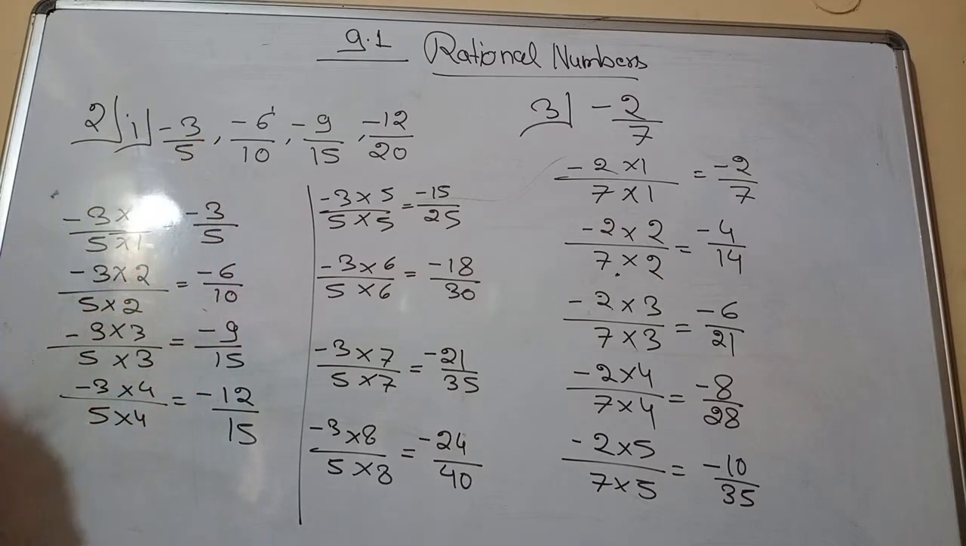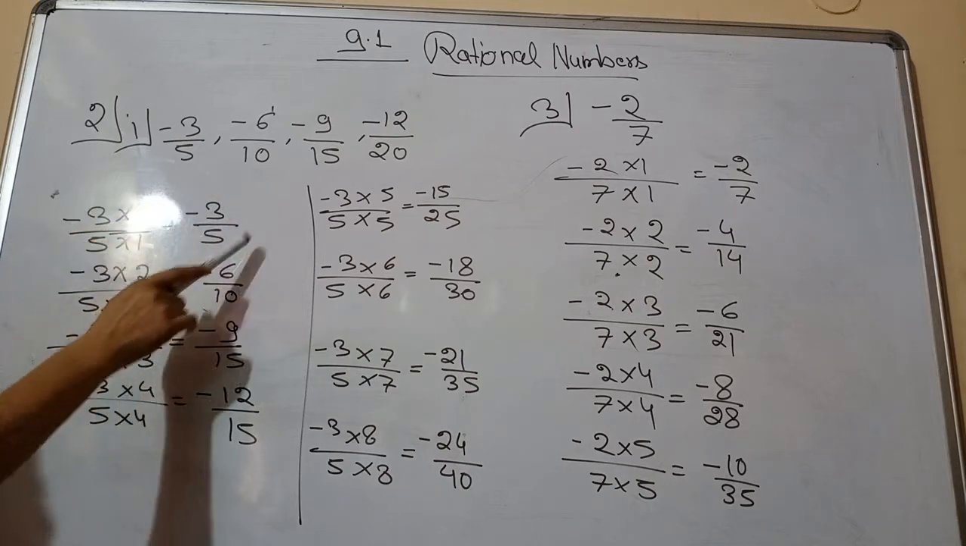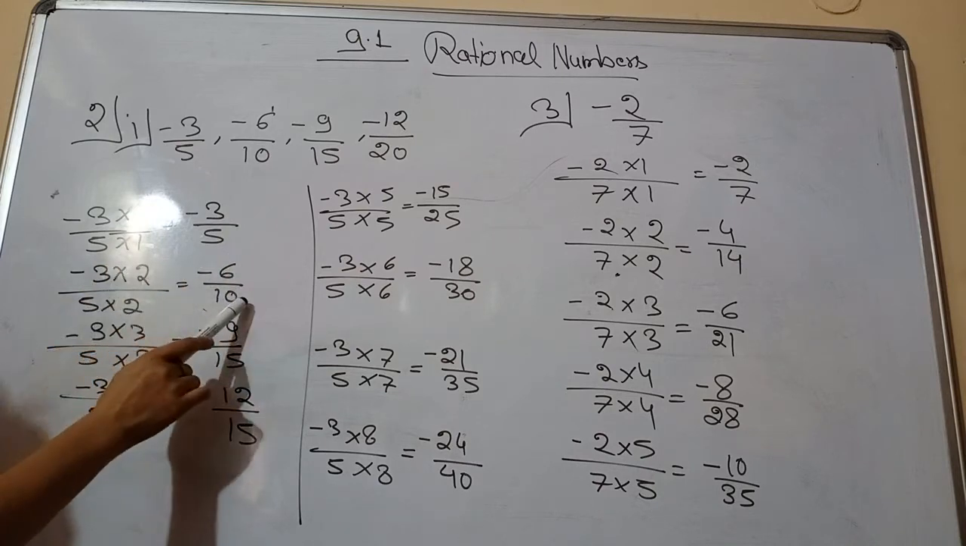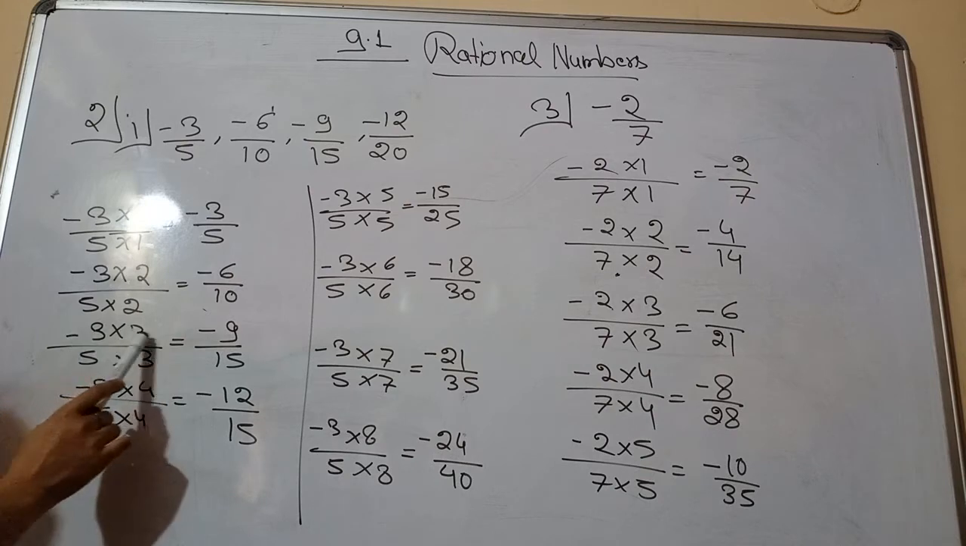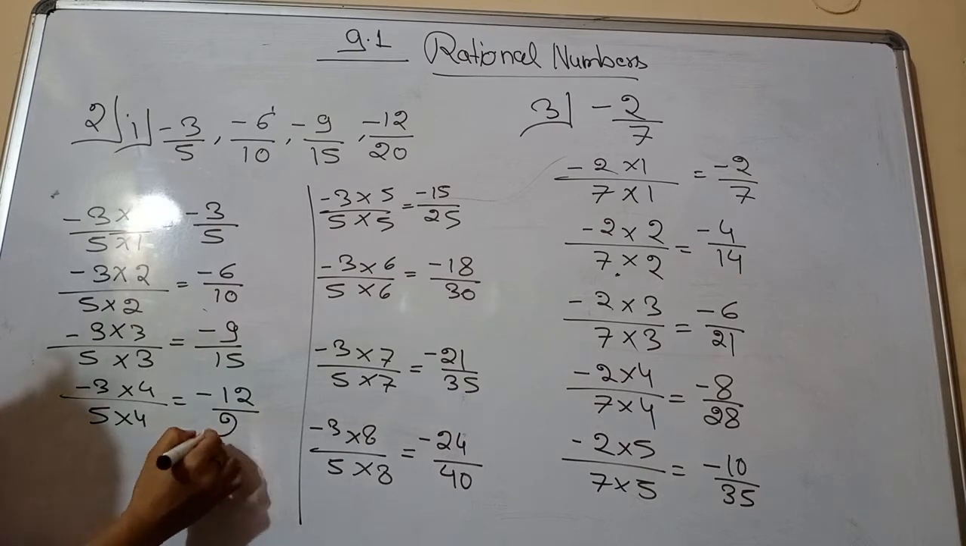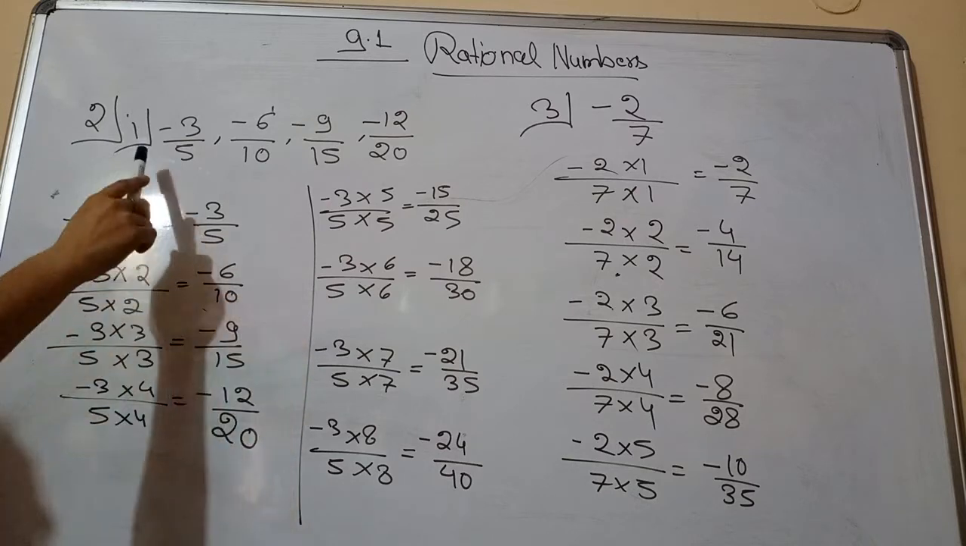So start multiplying the given first term by 1, 2, 3, 4, like counting numbers, both in numerator as well as in denominator. Minus 3 by 5 multiplied by 1, remaining same, minus 3 by 5. Now multiplied by 2, 3 2s are 6, 5 2s are 10. Multiplied by 3, 3 3s are 9, 5 3s are 15 and minus sign along with that. Now after 3, what comes? 4. So 3 4s are 12 and 5 4s are 20. Sorry, by mistake I have written 15, this is 20.